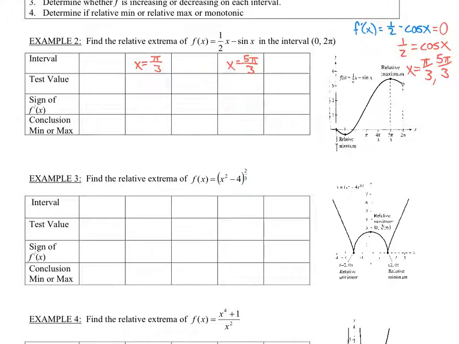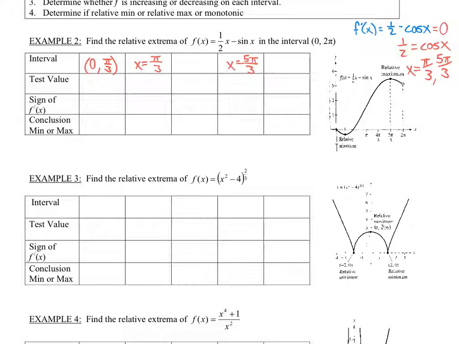And the other three columns I'm going to use for the different intervals that these have defined, okay? Because I'm on the interval from 0 to 2 pi. Here I have the interval from 0 to pi over 3, okay?